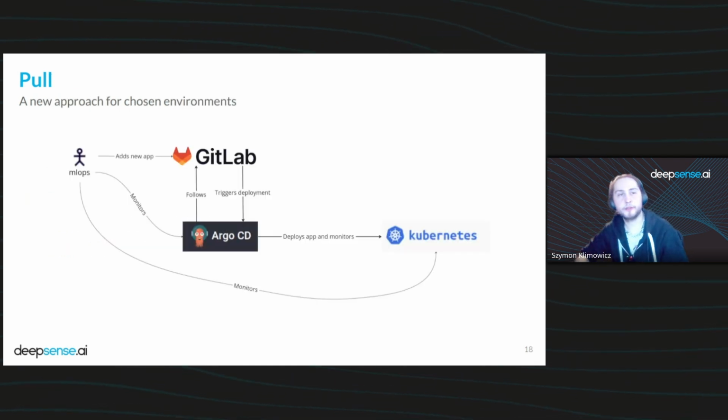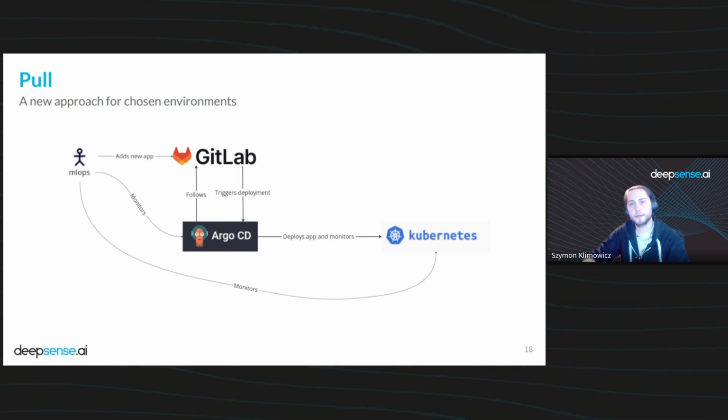And the second approach is the pull approach. It's a newer approach for some chosen environments, primarily Kubernetes. And here a dedicated service, a GitOps agent, in this case ArgoCD, periodically checks the current state of the repository, compares that with the state of the infrastructure in our deployment environment, and makes changes to this environment so that it's in line with what's represented in Git.